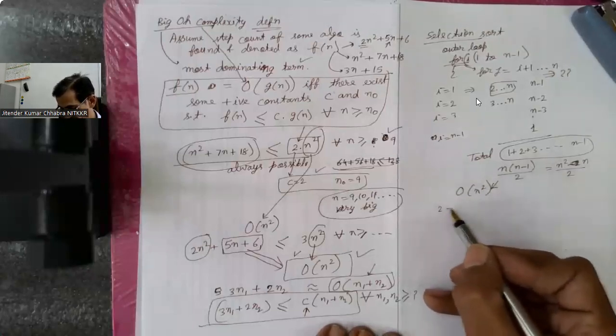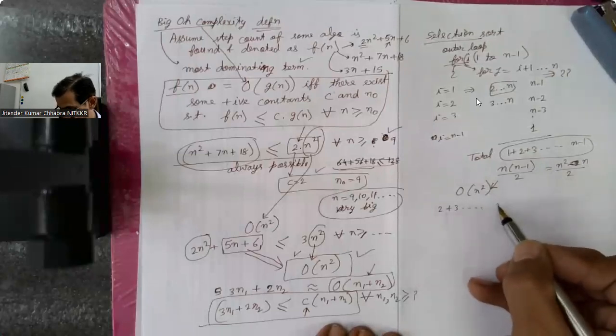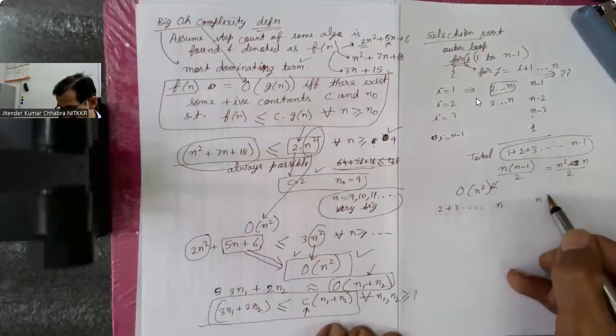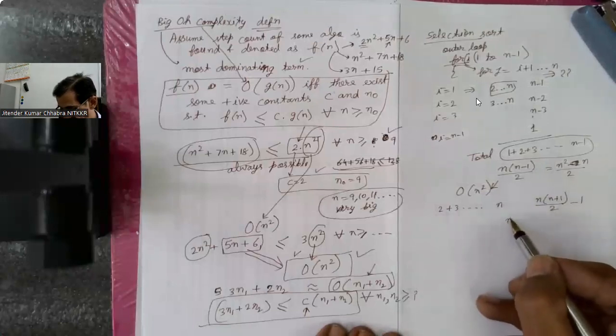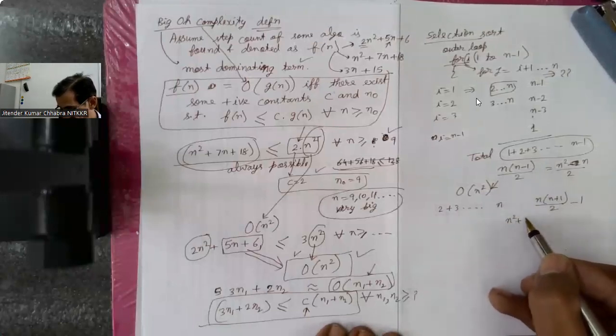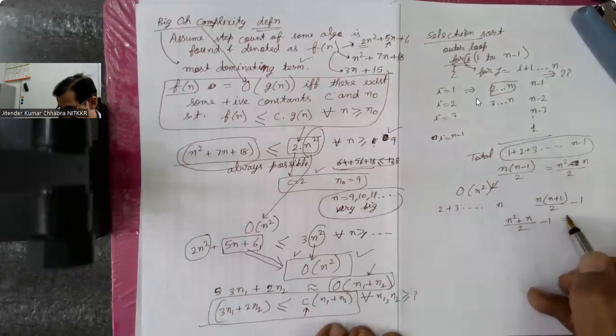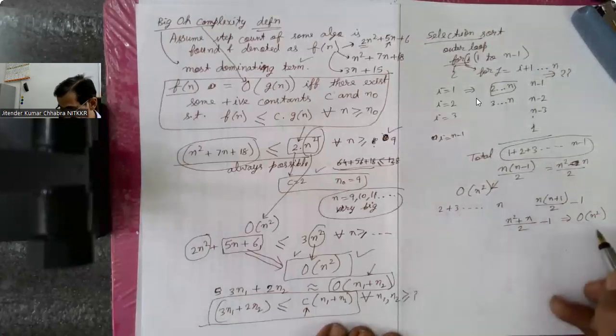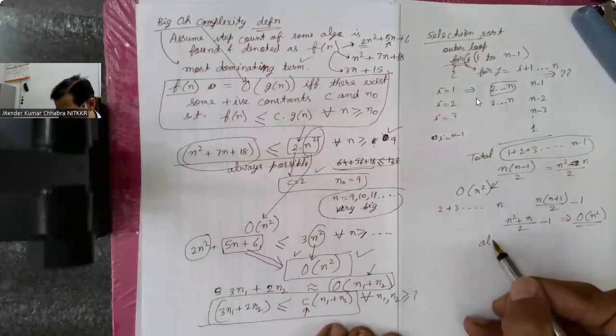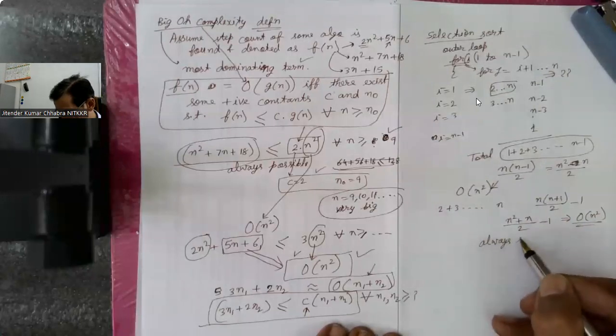So whether the series was 2 plus 3 plus up to n, the summation could be n into n plus 1 by 2 minus 1. That will mean n square plus n by 2 minus 1. Still, it will have time complexity of order of n square. And I say this complexity is always the same for any data.